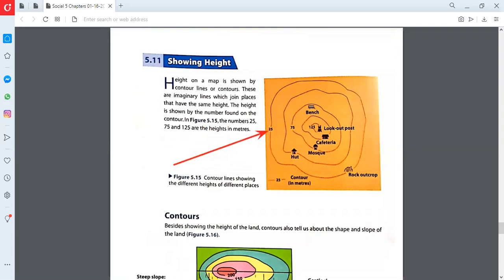See, they mention it here, they mention it here, and they also mention it in between. So in this way, they are showing that it's a hill type of thing, because its height is above 25 meters. It's 75. It's 125.